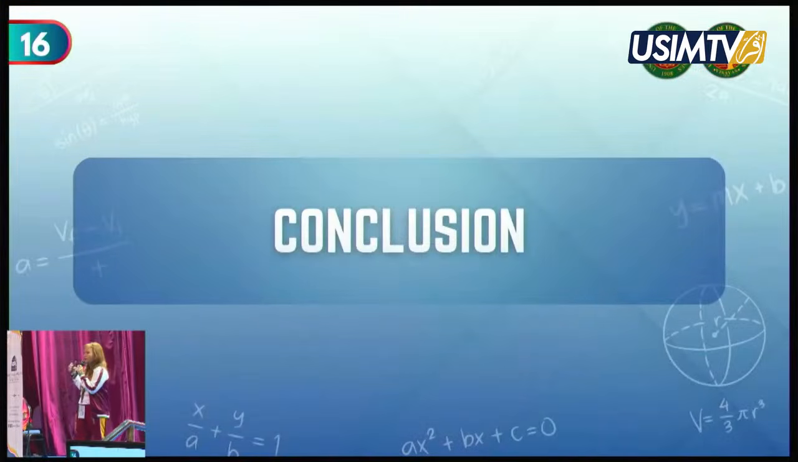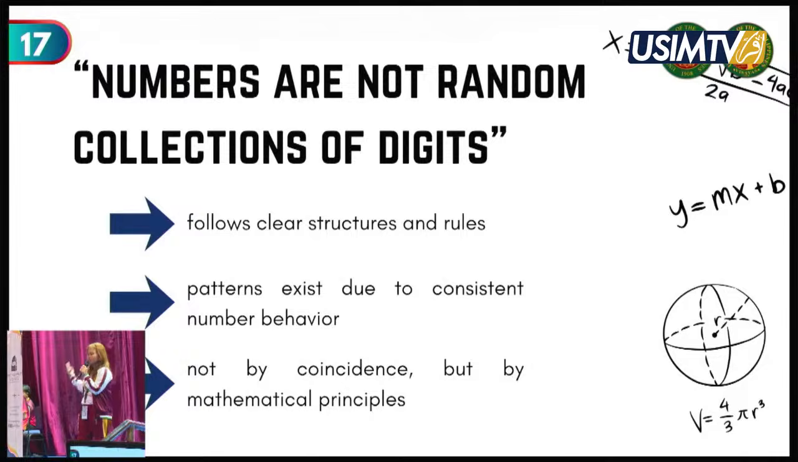So the findings of our study is not only about the results, but also what it represents. Our research says that numbers are not random collections of digits. They follow clear structures and rules. It reinforces the very idea of number theory that patterns exist due to consistent number behavior, not by coincidence, but by mathematical principles.